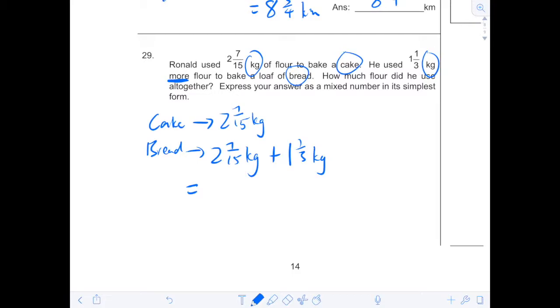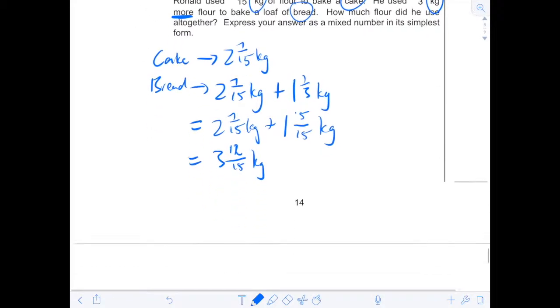to do your simple math, you want to change the right side to the same denominator, which is 15. So 3 times 5 makes it 15. 1 times 5 makes it 5. Okay, so from here you just add up, you get 3 and 12/15. Okay, this is not the end because this is just finding the bread.